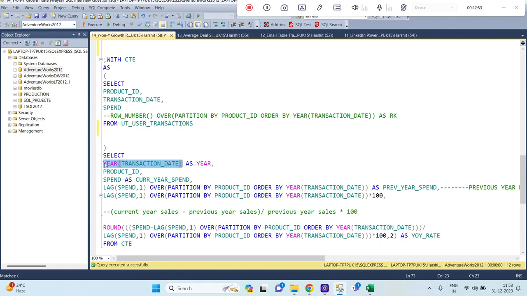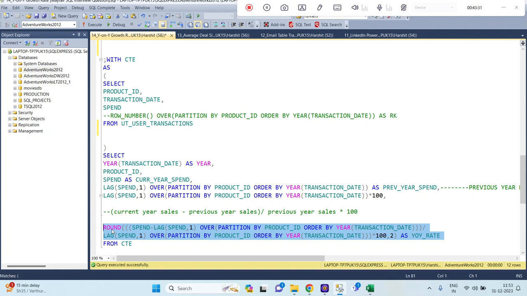Now, this is the previous year spend we are getting over here. Because it is spend we want, I have specified in the bracket lag of spend, 1, because each year's data we want, right? Each year's spend we want. Now over here, this is the main thing you have to look for.